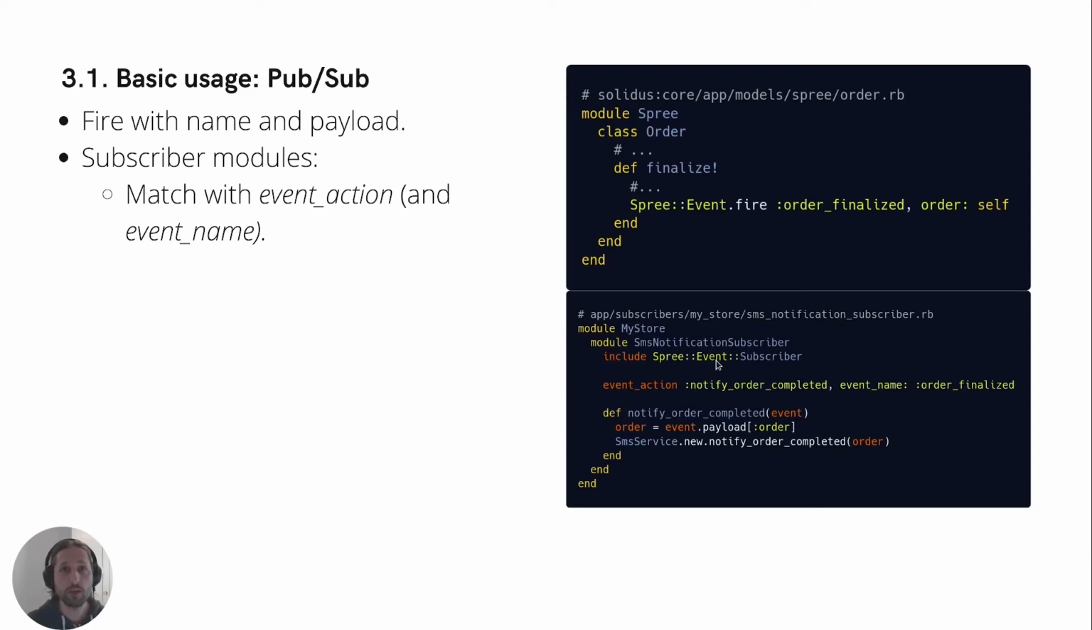Those modules will be automatically loaded by Rails. We define the event handler as a method in the module. That method needs to take an event object as an argument. It allows us to access the payload. Combining the event action class method and its event name option, we match the event name with the handler. If we don't give the event name option, it's expected to be the same as the method.